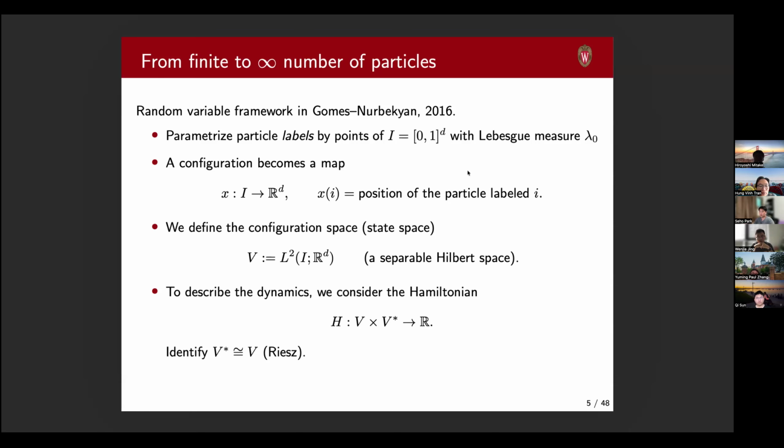So in our setting, the state space is the L2 space, the functions from I to R^d, and this is denoted as V, and this is a Hilbert space. So to describe the dynamics of the infinite number of particles, we can consider the Hamiltonian function from V times V*, the dual space of V, to R. And here V is an L2 space, so we can identify the dual space V* with V itself using the Riesz representation.